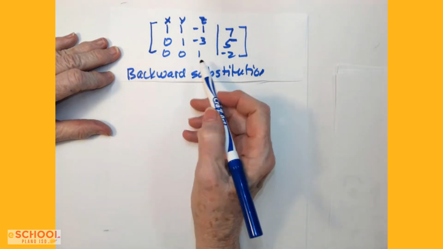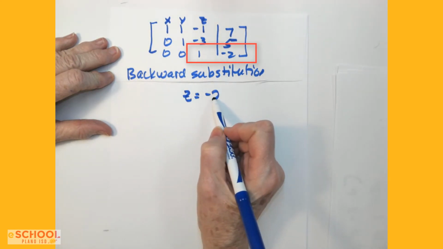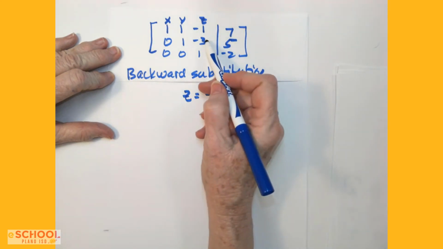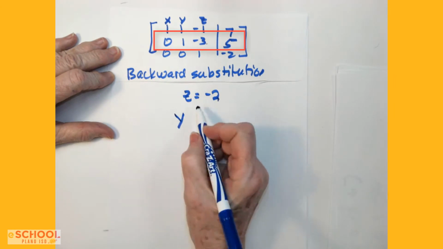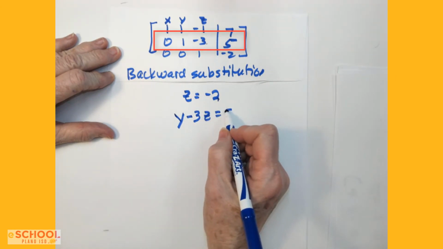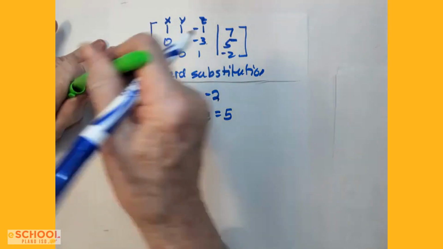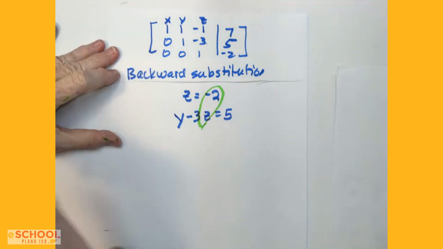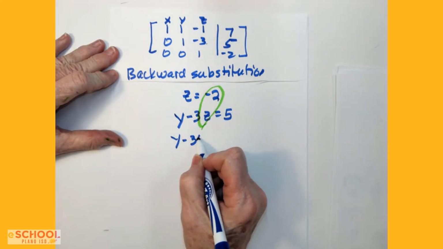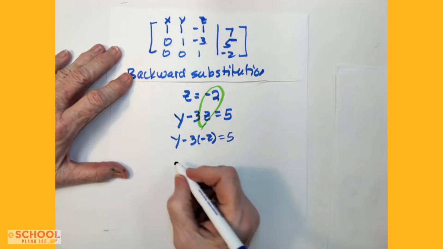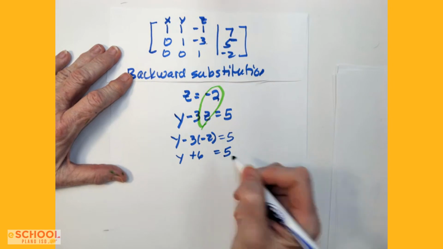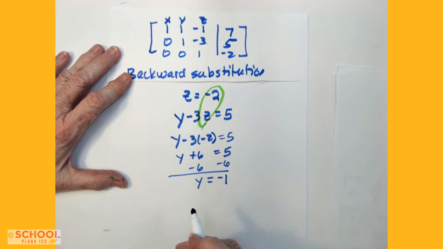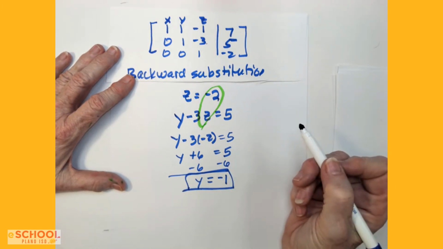So the last row says z is equal to negative 2. So that gets us the first number in our triplet. Now I'm going to take negative 2 and substitute it in here. The second line says y minus 3z equals 5. So I'm going to substitute negative 2 for the z value. So y minus 3 times negative 2 equals 5. y plus 6 equals 5. Subtract 6. y equals negative 1. So now I have the second number in my triplet.